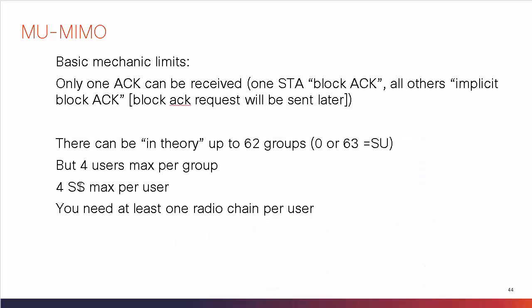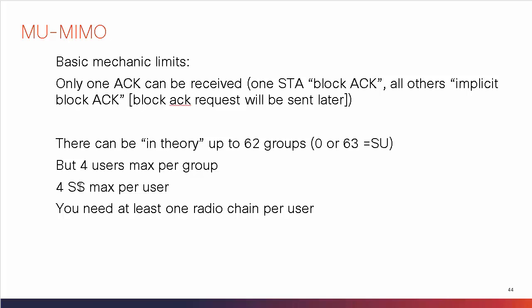The challenge of that, of course, is the acknowledgement, because if many stations receive at the same time, who is acknowledging? They cannot acknowledge at the same time. There would be a collision. So MU-MIMO forces a system where one station is going to send a real acknowledgement and the others are going to be using an implicit block ACK, that is to say, we'll send a block ACK later at some point.